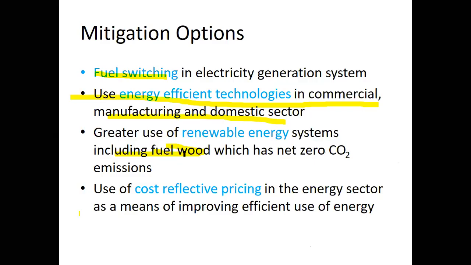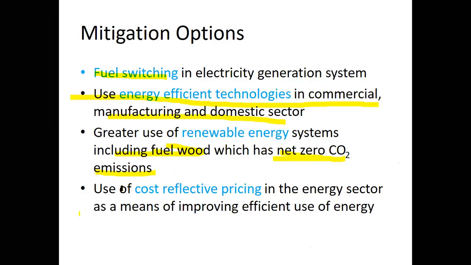So a boiler is used to make steam, and there are biomass driven boilers. During the combustion process of the fuel wood, what happens? CO2 is emitted, but it is called net zero CO2 emission. It is called net zero CO2 emissions. If you are familiar with the carbon cycle, you can understand this.